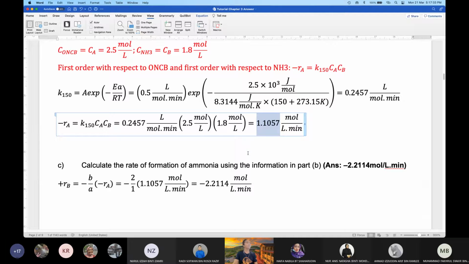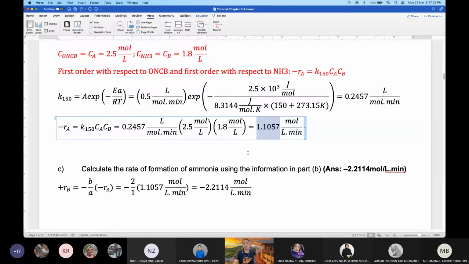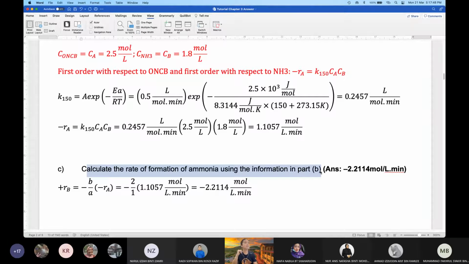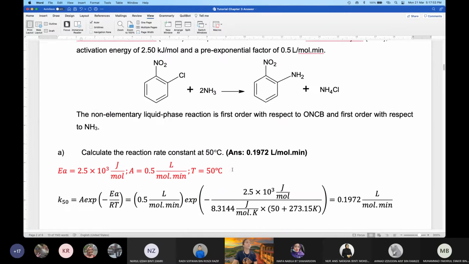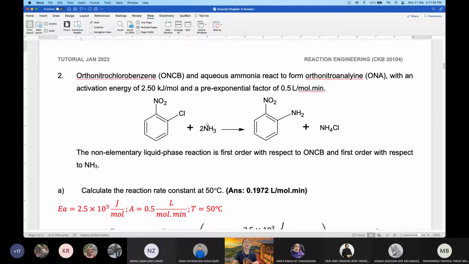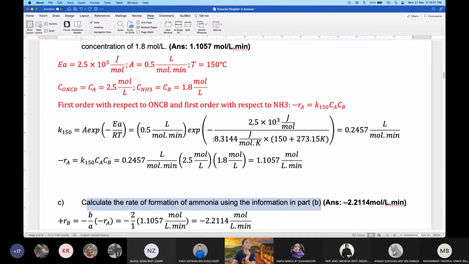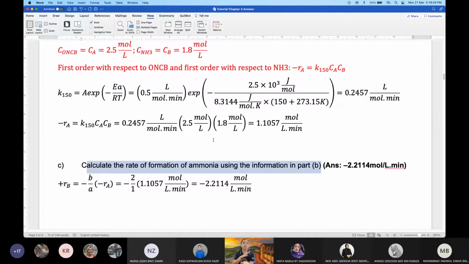Okay, so we are done for part B. We go to the last part of question 2. Calculate the rate of formation of ammonia using the information in part B. Okay, so now they want us to find the rate of formation of another species, which is ammonia. If you remember, in the equation, ammonia is our B. They want us to find it for species B, ammonia. Then they want us to find the rate of formation. So for rate of formation, it is positive R. For species ammonia, species B, they want us to find positive RB.